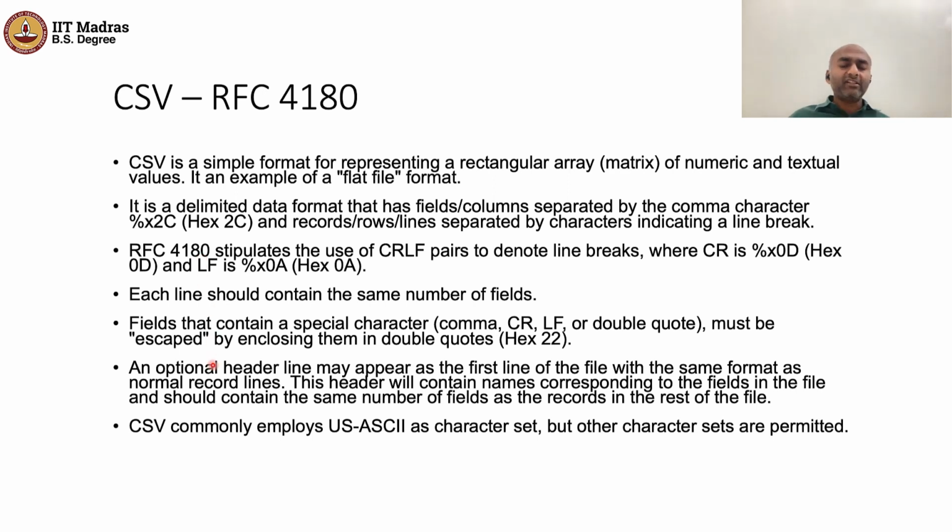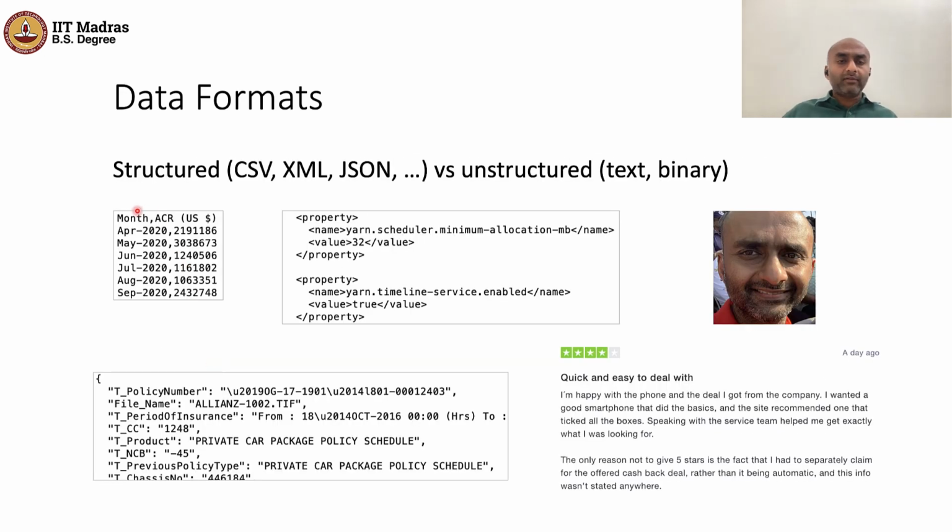Okay, so many CSV files have optionally a header, meaning the first line denotes what you can expect as fields within. So again, take a look at this example. The first line gave me the name of the column, right? So this is month, this is ACR, and this is applicable for all the values of all the data records for that particular field.